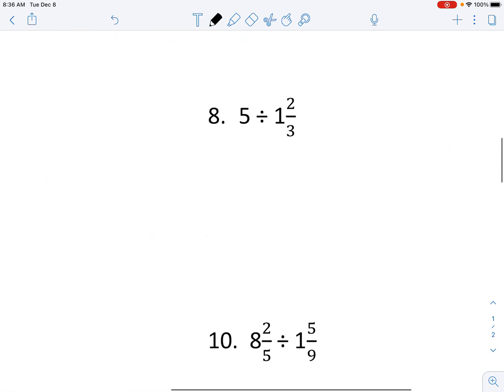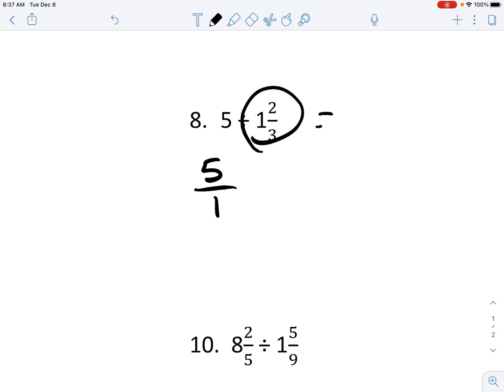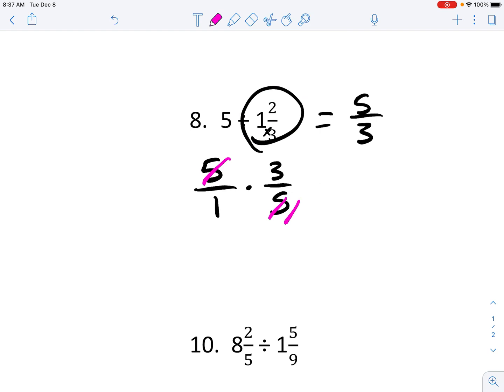Okay. Number 8. 5 divided by 1 and 2/3. I get 5 over 1. I need to change this into a mixed number. 3 times 1 is 3 plus 2 is 5. 5 over 3, but I need to skip dot flip. So this is 3 over 5. The 5s can cancel. And this will equal 3 over 1, which is equal to 3.